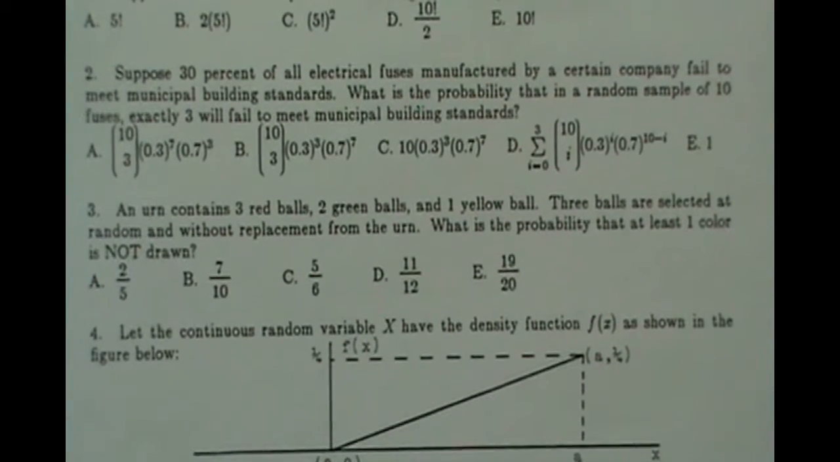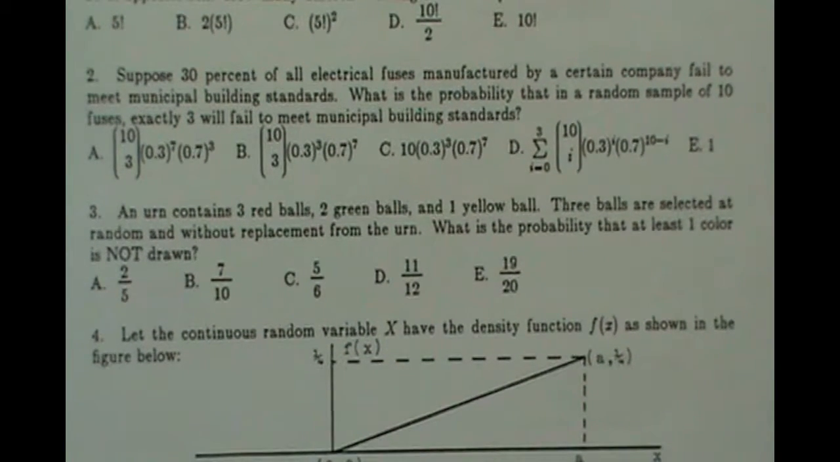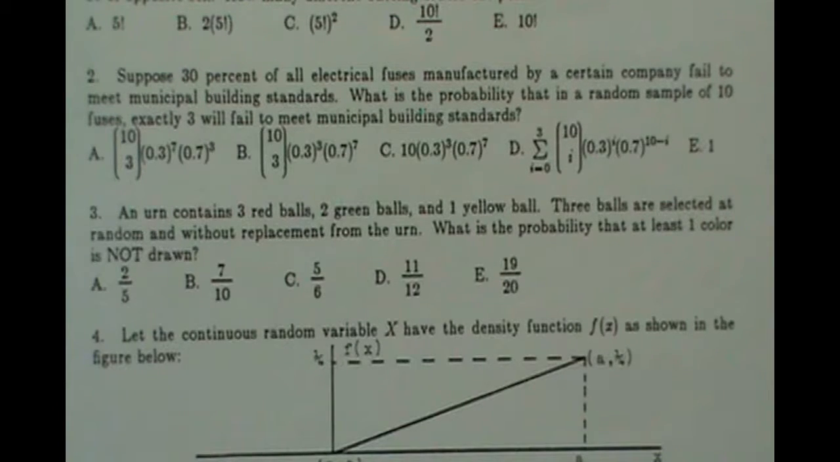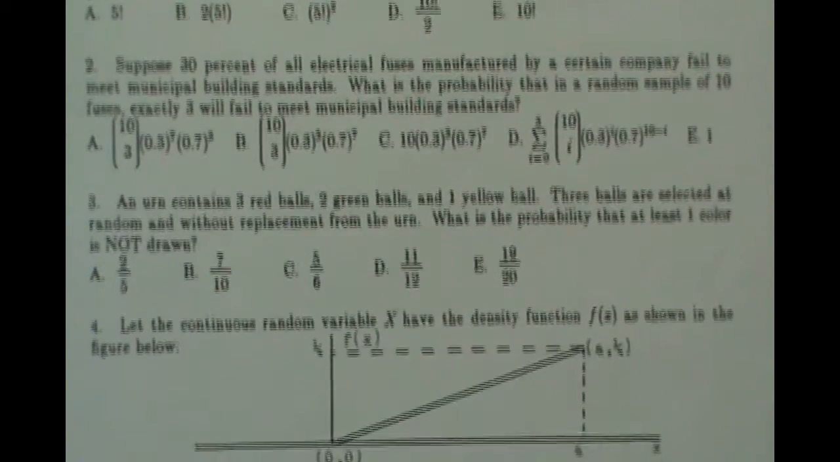Problem number 3. An urn contains 3 red balls, 2 green balls, and 1 yellow ball. 3 balls are selected at random and without replacement from the urn. What is the probability at least one color is not drawn?